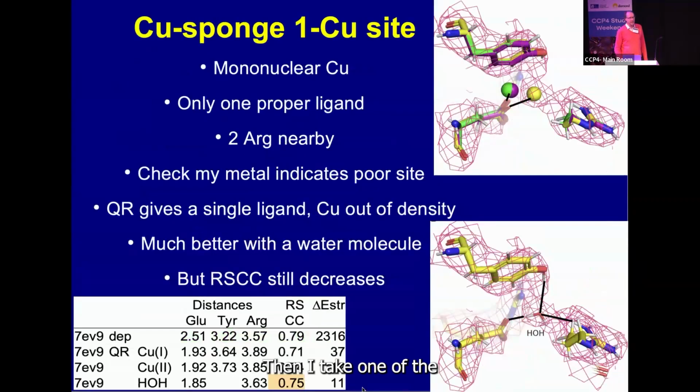Then I take one of the extra copper sites seen in only one of the structures. They called it the copper sponge. And once again, they show a very, very strange copper site. You can see that there is only one real ligand. There is an arginine ligand very close to the copper. There are actually two arginine ligands close to it. And if you put in a metal and do quantum refinement, it moves directly out of the density to optimize this interaction with the single ligand there is. But it still doesn't look like a copper site.